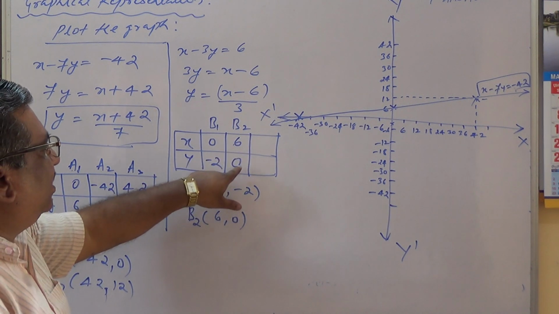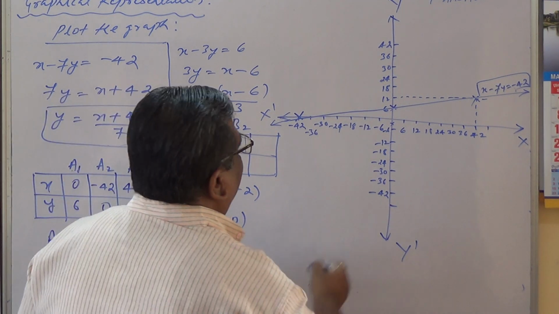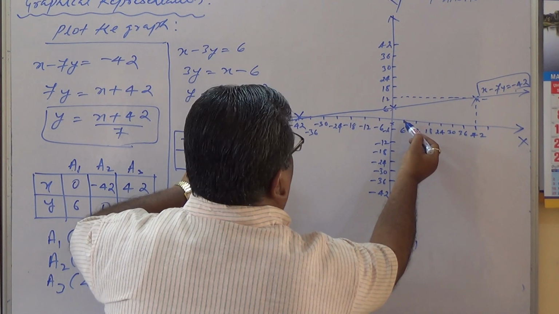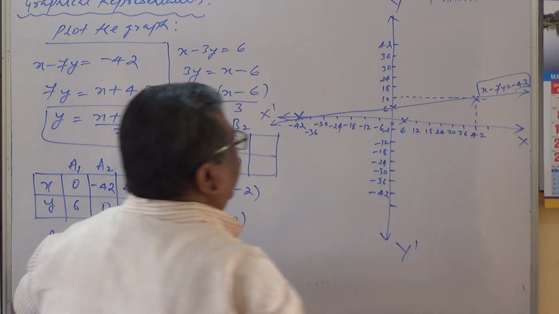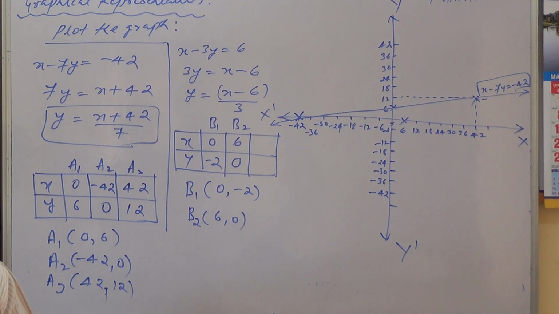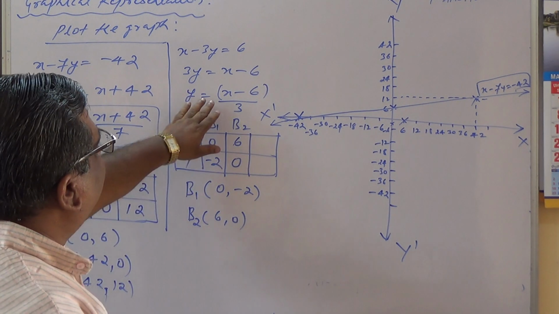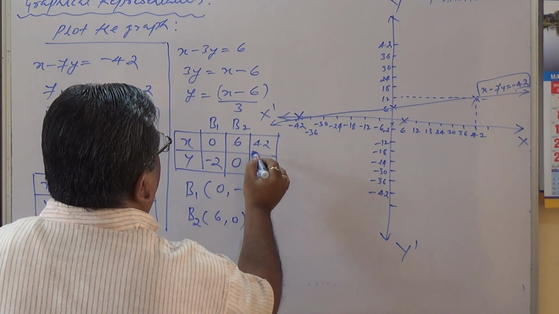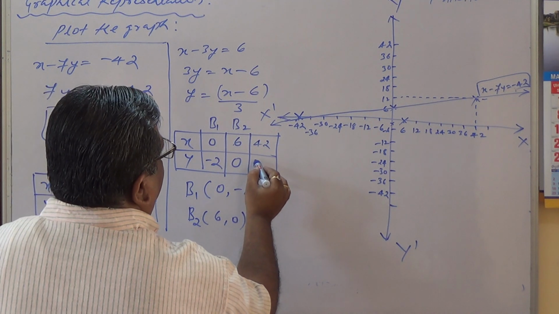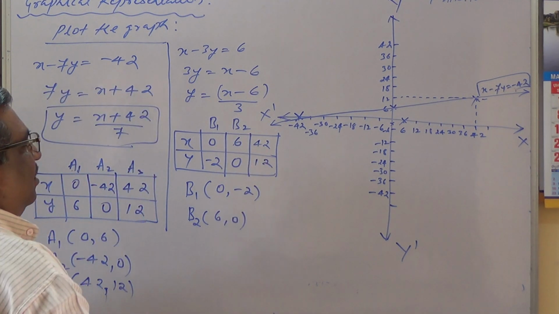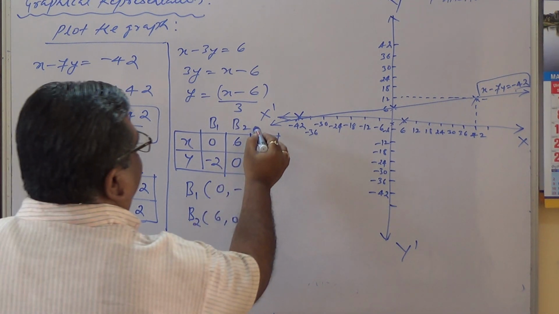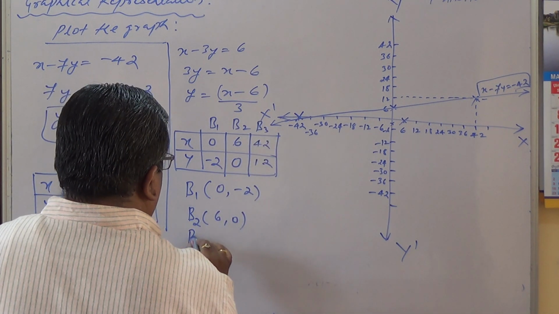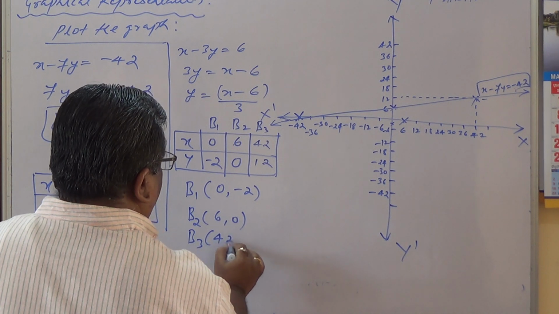Next is 6 comma 0, x is 6, y is 0. Let me take another point. If I take 42, what will I get? 42 minus 6 is 36, and 36 divided by 3 is 12. Here also I will get 42 comma 12. This is B3.